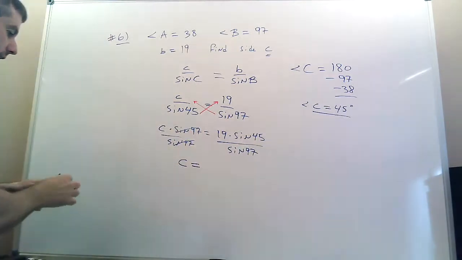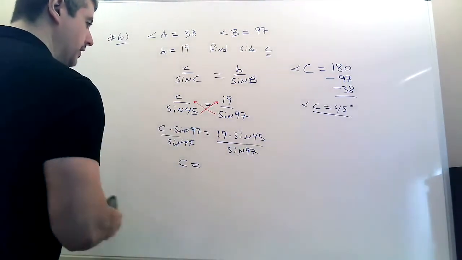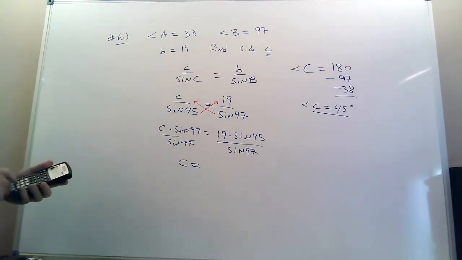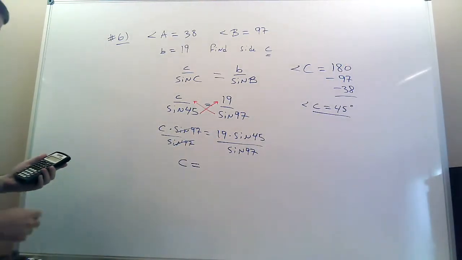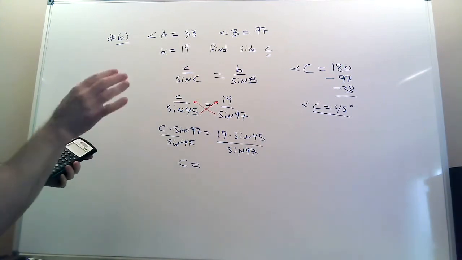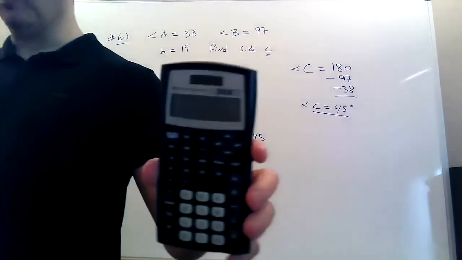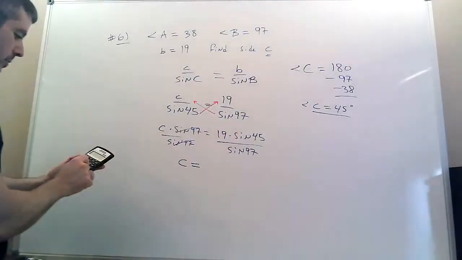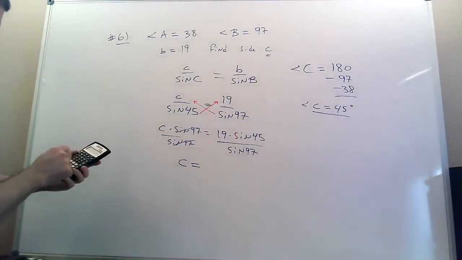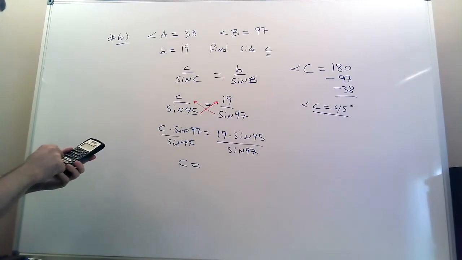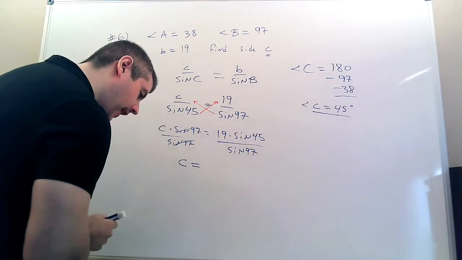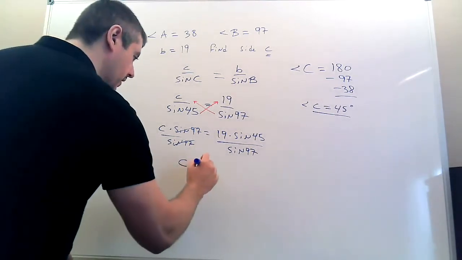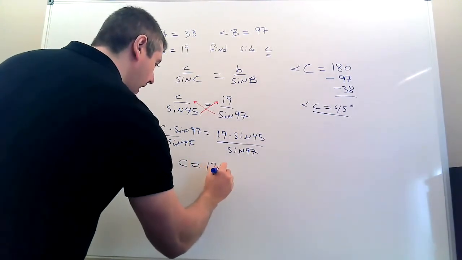Now, this is a lot to compute. And again, I told you how I like to do this. I will do 19 times sine 45, and I'll get that number, right? I got 13.435, blah, blah, blah, whatever. Again, I'll go back to my thing. I like to compute the top first. I get that number, and then I hit divided by, and then I put sine 97. So I got 13.535.